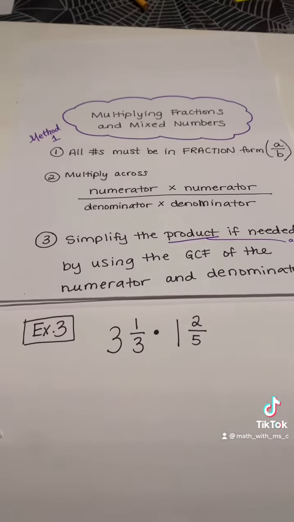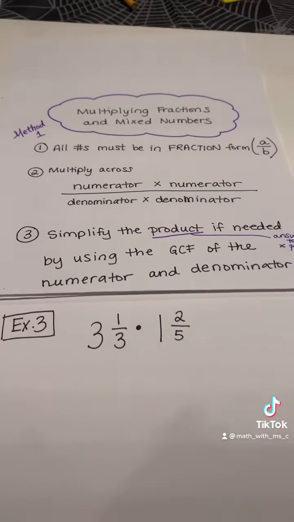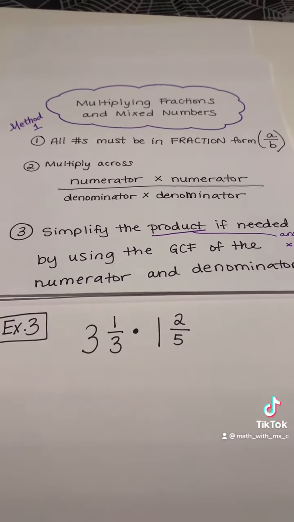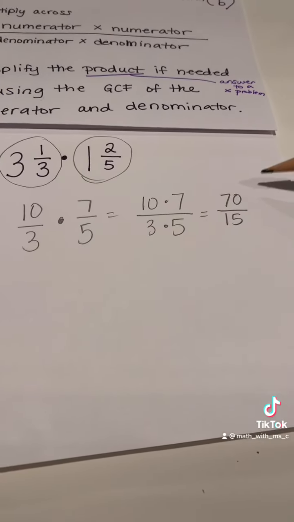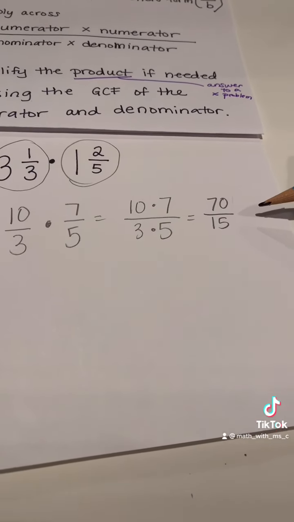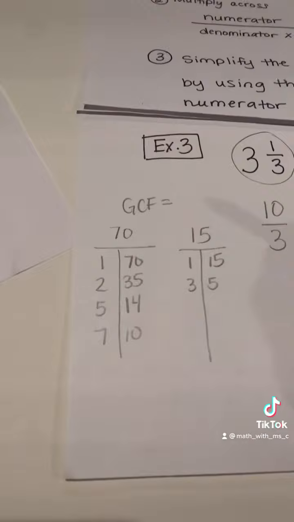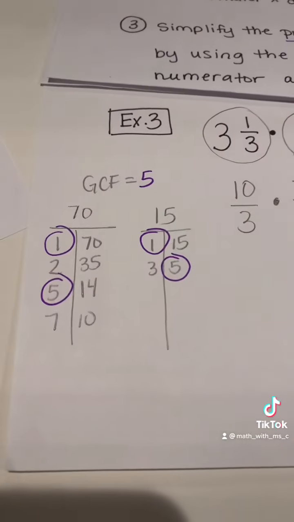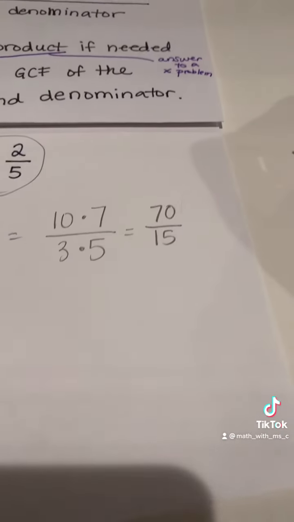Let's look at our last example. All numbers must be in fraction form, so I'm going to change them into improper fractions. So I multiplied across, and now I'm going to see if I could simplify early by listing their factors. They have a 1 and a 5 in common, so I know I could divide them both by 5.